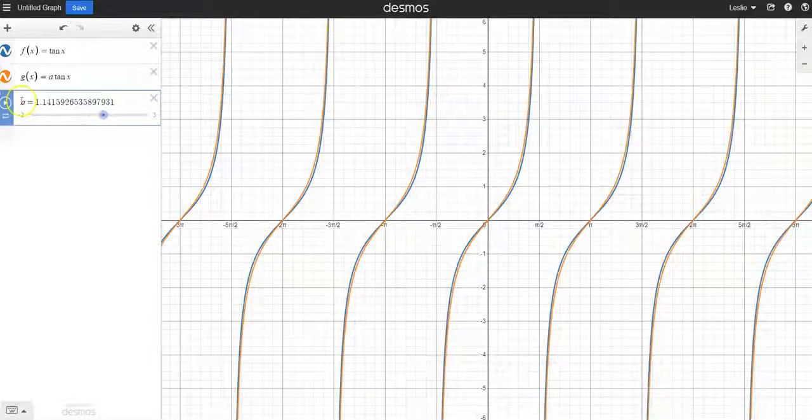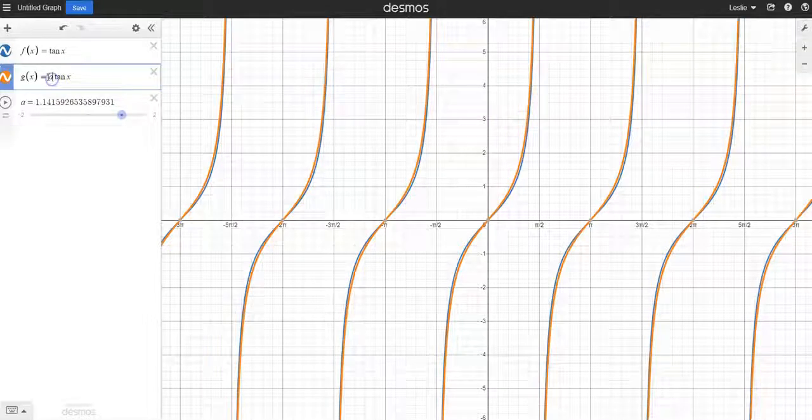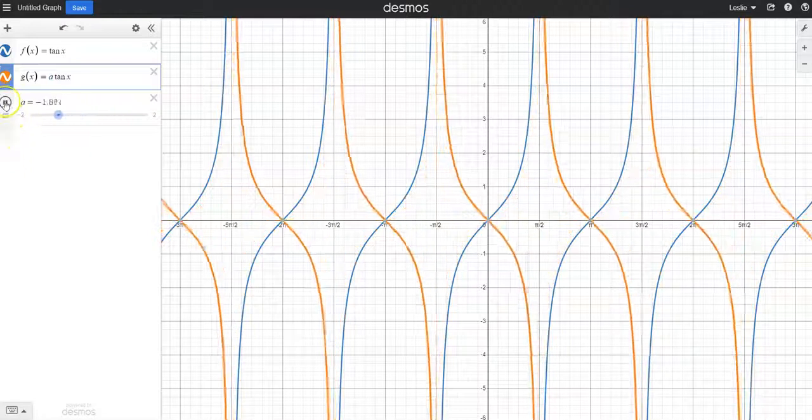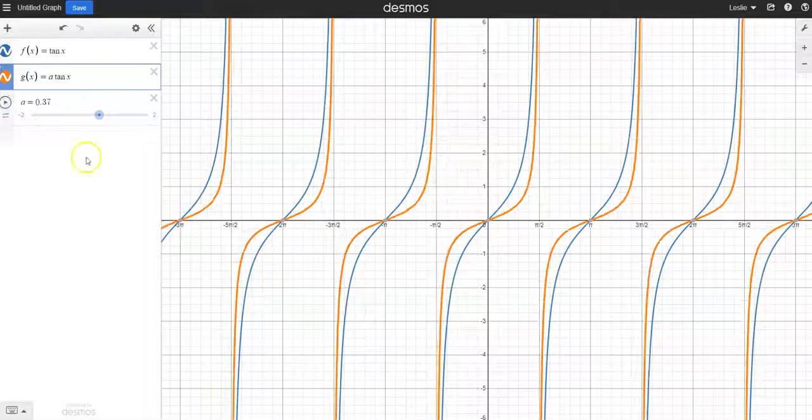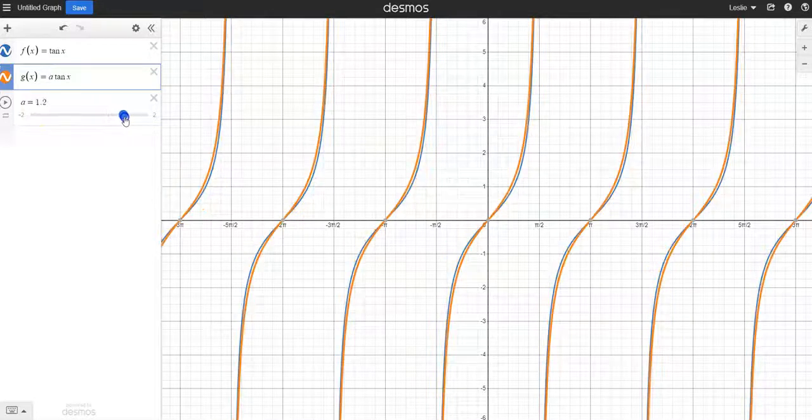The point I wanted to make with this, though, really is that I think I'm just going to go from negative 2 to 2 for now, is that this value of a, whatever's in front of tangent here, has the effect of causing the graph to change, kind of morph. But when you look at in what way it's doing that, it's actually stretching it. So let me get it to something bigger than 1.